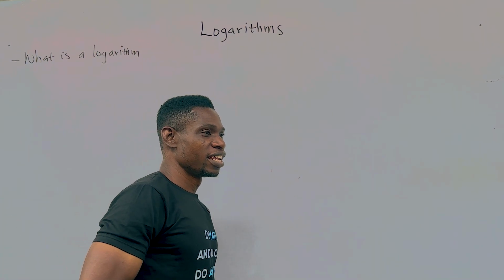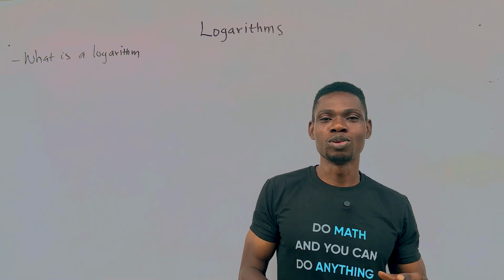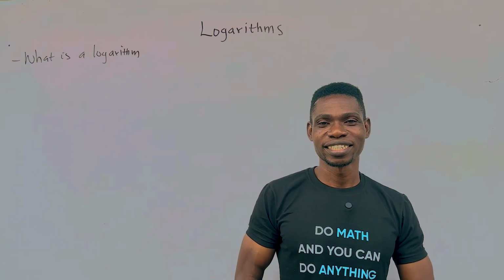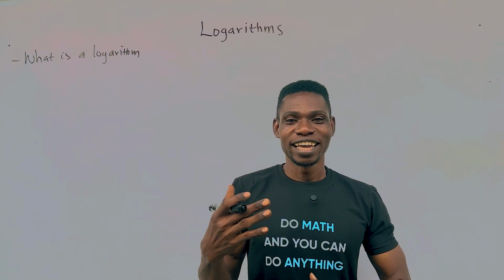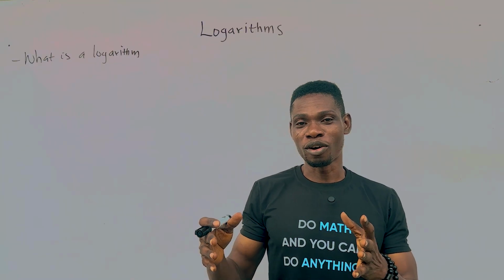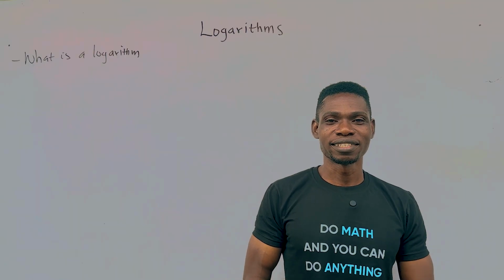logarithm? Now, a logarithm is just a way to find out how many times you multiply a number to get another number. You catch that? It is just the inverse of exponents. So we've covered indices. So now we're treating the inverse of it.